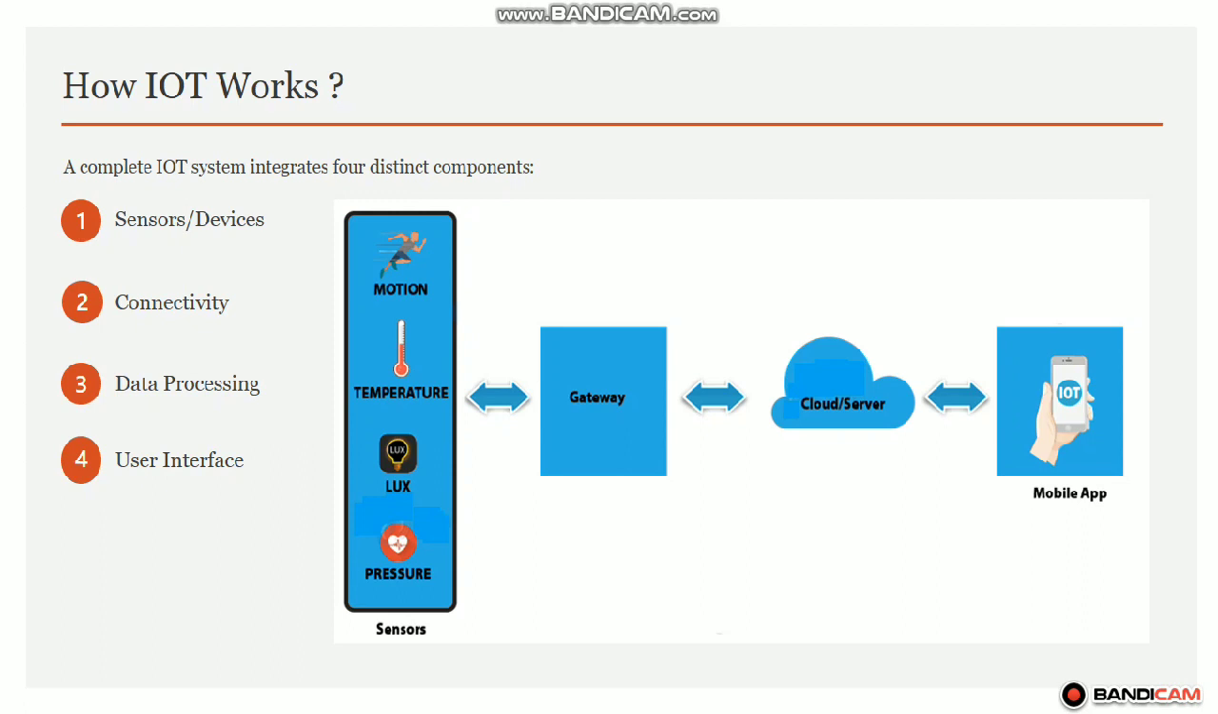Moving on to the second component, the connectivity. The sensors and the devices are connected to the cloud using a variety of methods, such as cellular data, satellite, Wi-Fi, Bluetooth, low power wide area networks, or connecting directly to the internet via Ethernet. But the main task over here is getting data to the cloud storage.